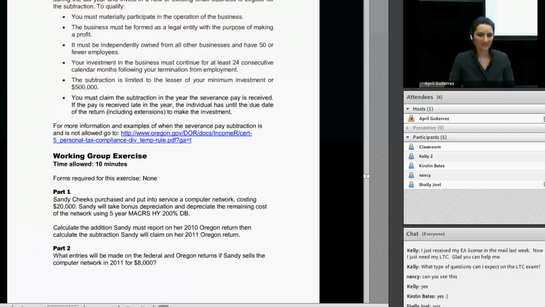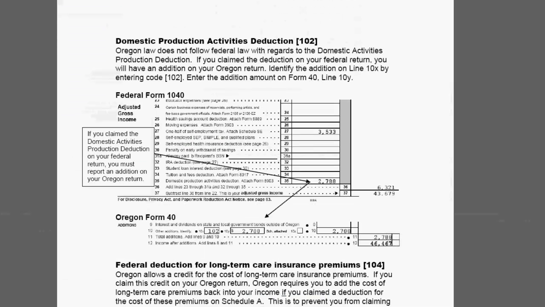So I remember the next topic was the domestic production activities deduction, right? Okay, so that is actually page 30 of your manual. Let's pick up there. So the domestic production activities deduction, Oregon law does not follow federal law with regards to the domestic activities production deduction.